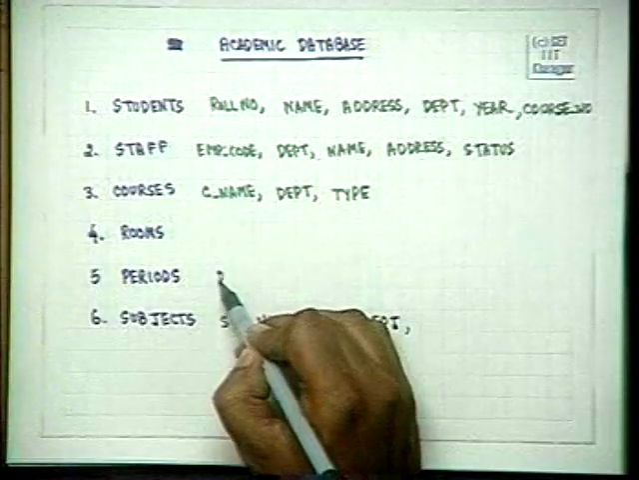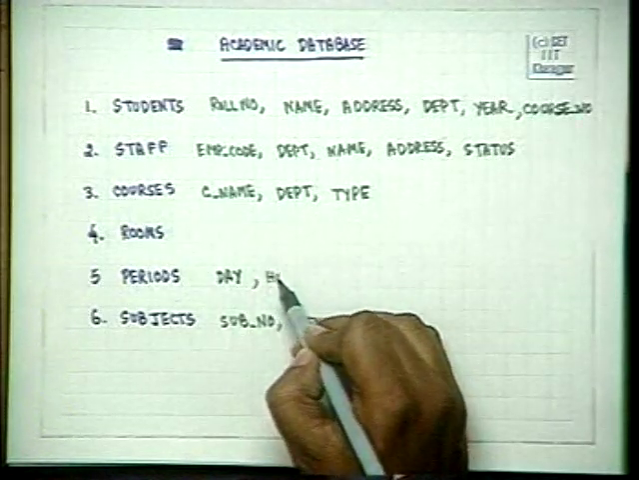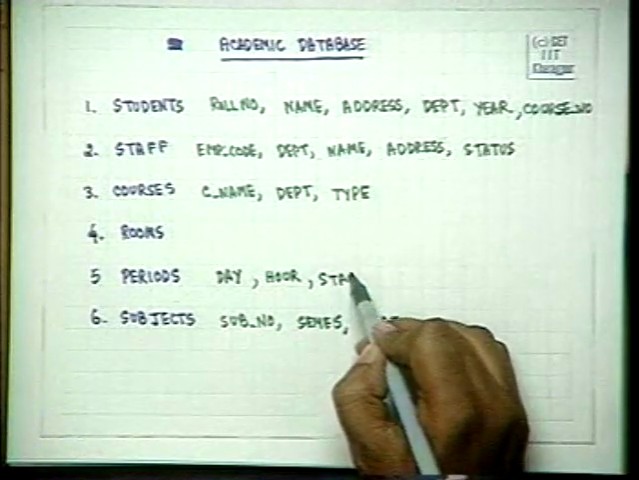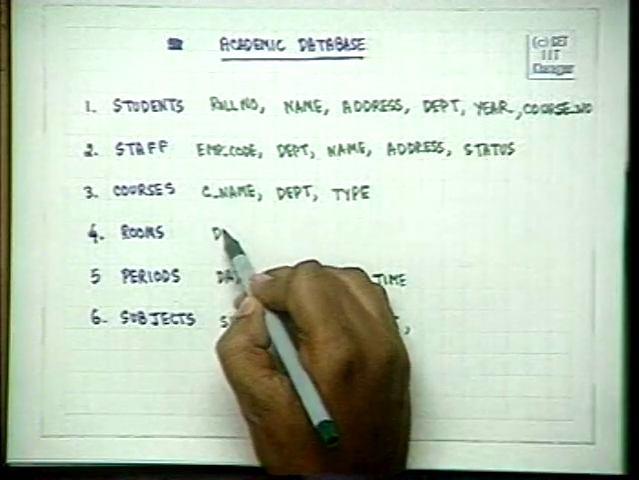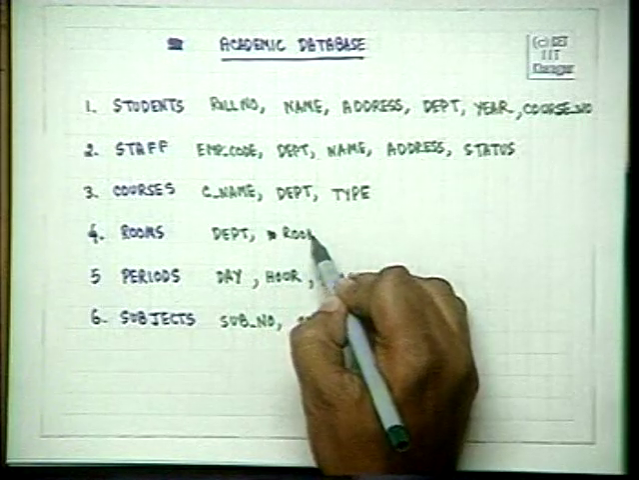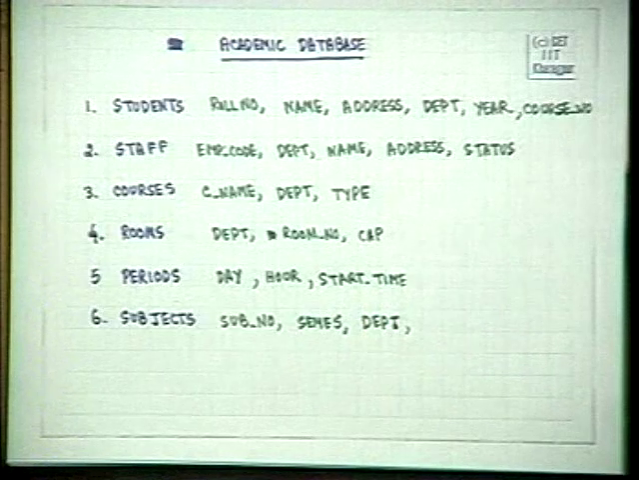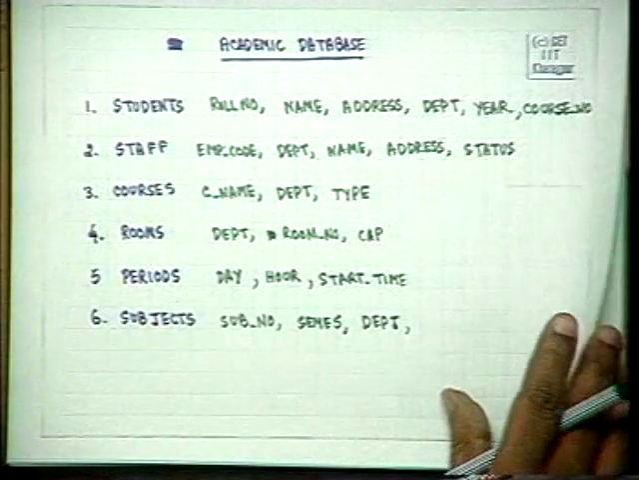Periods will be day of the week, Monday, Tuesday, Wednesday, and hour. Start time. And room will be department, room number, capacity of the room. This is in a simple sense what we can have for an academic database.